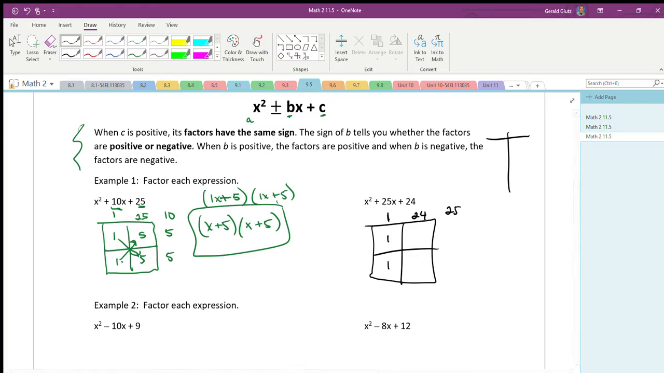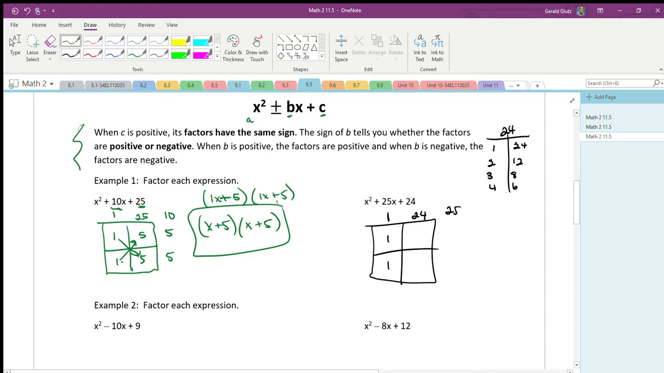So again, if you're not sure what multiples of 24 are, it always helps to write out a factor tree. So 1 times 24 is 24, 2 times 12, 3 times 8, 4 times 6. So those are the factors of 24. So remember, we are trying to find two numbers that add up to equal 25.